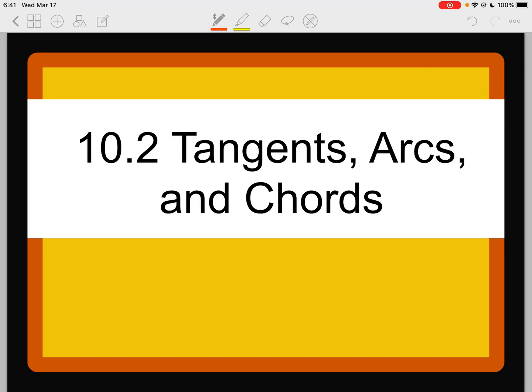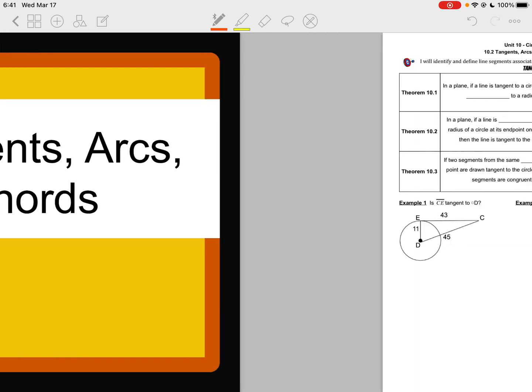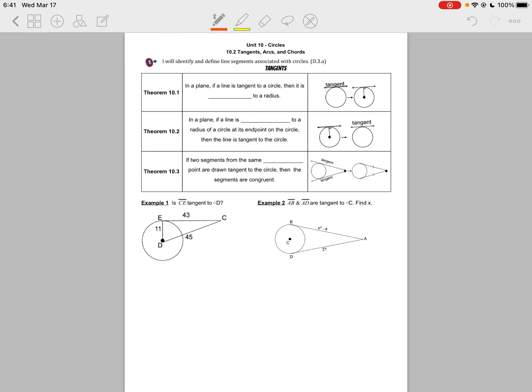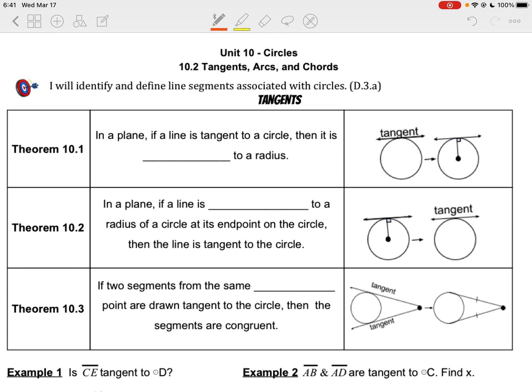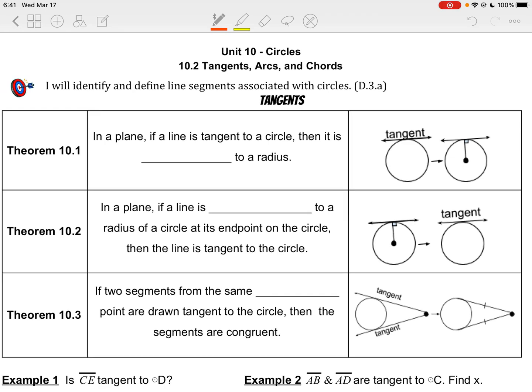In this lesson, we're going to look at tangents, arcs, and chords, and a few of our first theorems with circles. So we're going to fill in these blanks for the theorems, and then in the next examples, we will work out some problems that use these theorems.